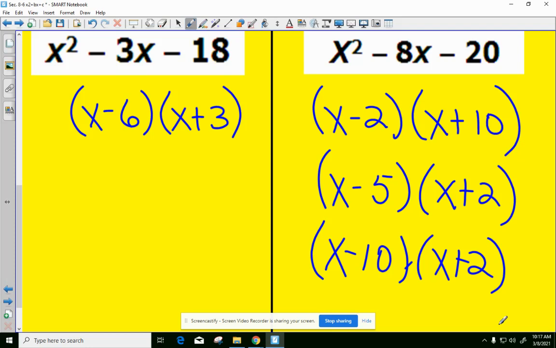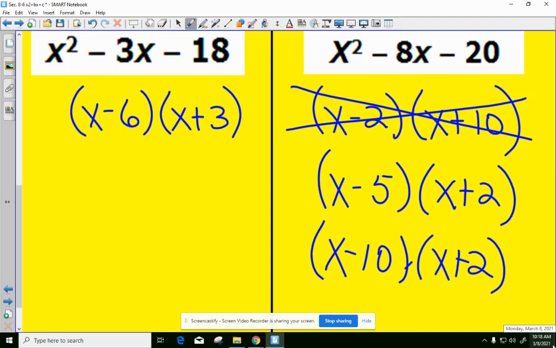Anybody else? What's that? I'm sorry? Why? Oh, good, good, good. So this one worked. The top one works for the negative 20, right? Because negative 2 times positive 10, that is negative 20, but very good. It adds to a positive 8, not to a negative 8. So unfortunately, it can't be the first one.